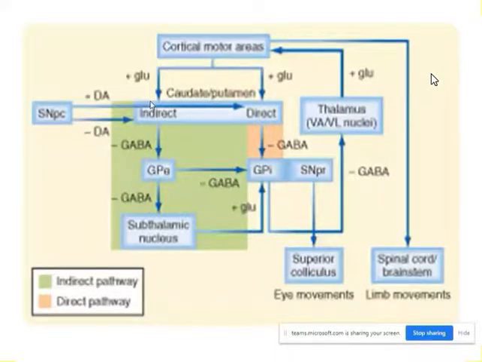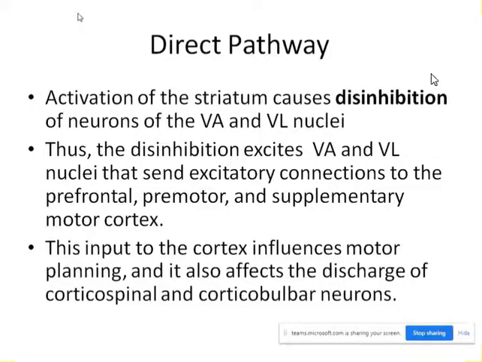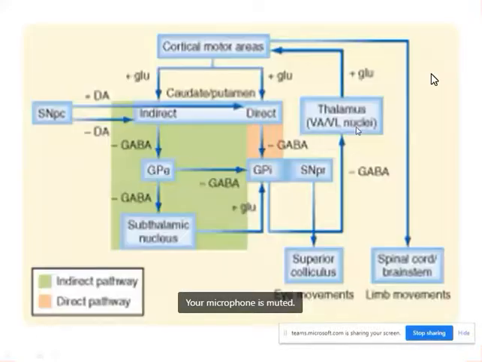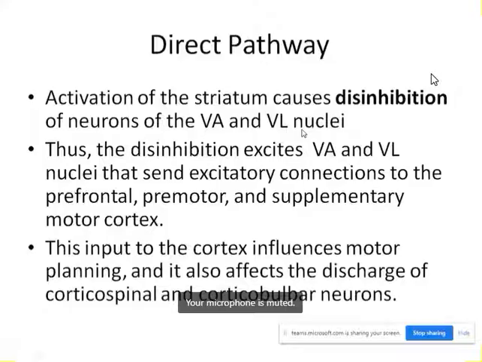Now, I have already told you that in this pathway, activation of the striatum causes disinhibition of neurons of the VA and VL nuclei of the thalamus. I want to show you this again. The disinhibition is occurring at the level of the thalamus. So disinhibition excites the VA and VL nuclei, which have an excitatory connection to the prefrontal, premotor and supplementary motor areas, and thus the input influences motor planning. So motor planning, because it is giving information to the premotor, prefrontal and supplementary motor areas.